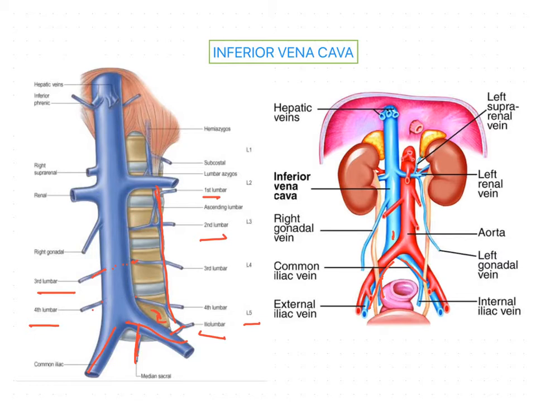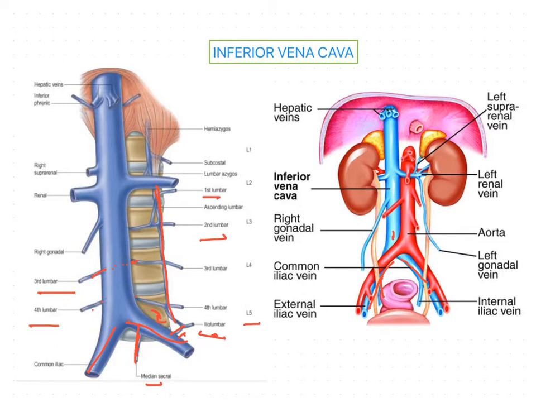The ascending lumbar vein is an anastomotic channel which connects the lateral sacral, iliolumbar and subcostal veins. So all these three anastomose to form the ascending lumbar vein. This one also lies within the psoas muscle in front of the roots of the transverse processes of the lumbar vertebrae.